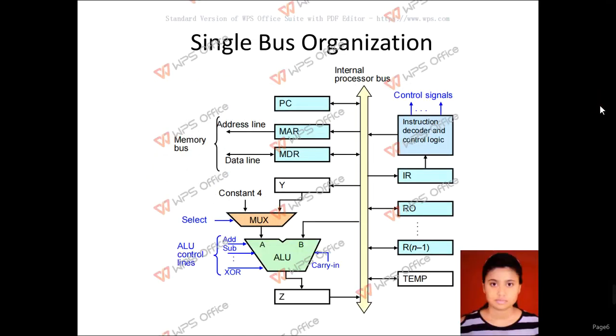This is the single bus organization system in which in the middle an internal processor bus is established and then control signals are generated by instruction decoder and control logic. In this we use different types of register. MAR, MDR are used for address line and data lines. These are memory bus, and we use a MUX for selecting lines and ALU for adding, subtracting or performing various types of ALU operations, and we generate output.